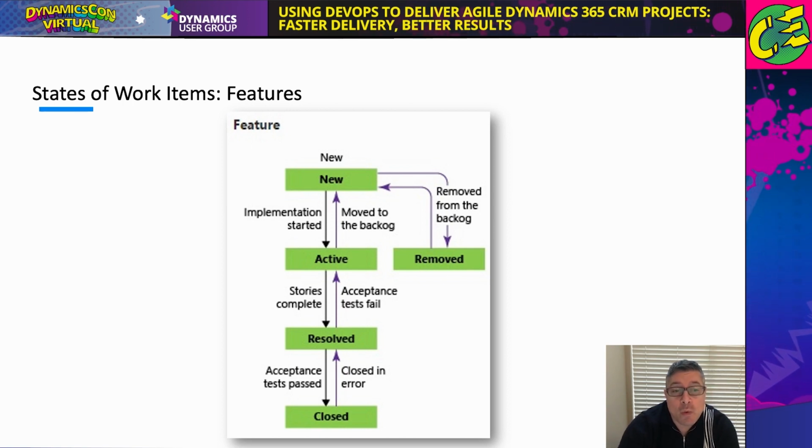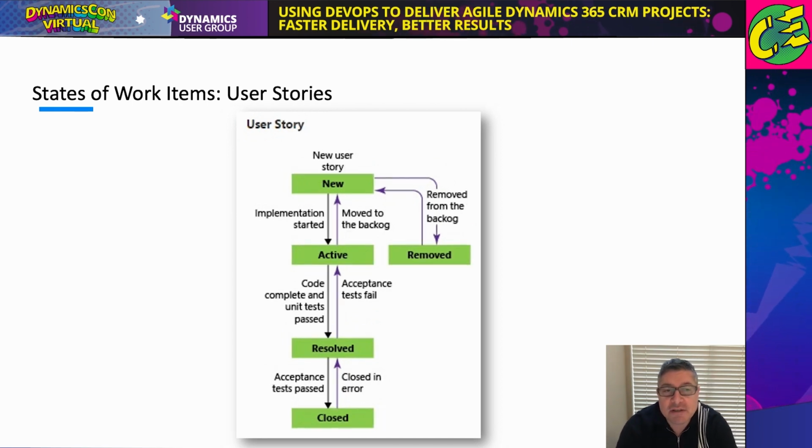Now, when all the stories in a feature are complete, then and only then do we move it to resolved. The team does one final smoke test, and then we set it to closed. I'm going to get to why I call it a smoke test to go from resolved to closed.